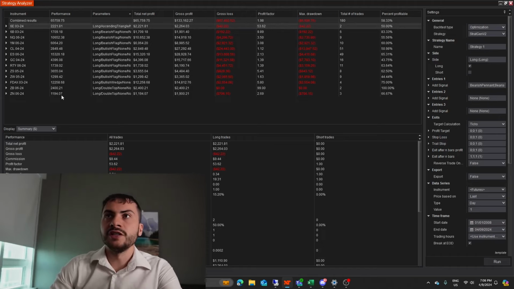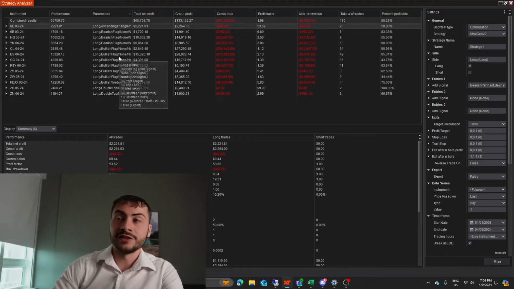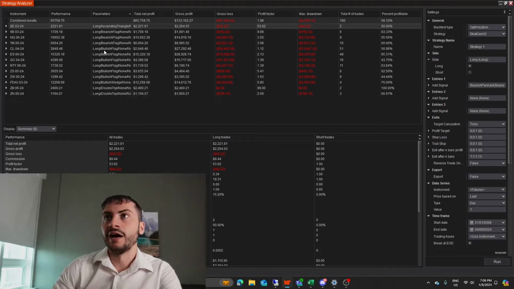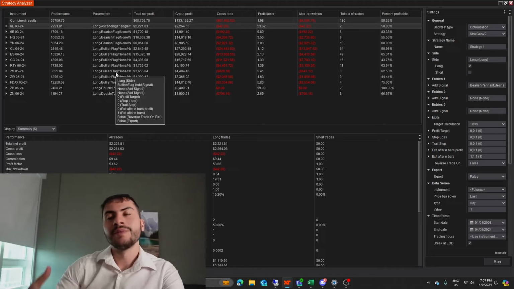But we can see just from a top view perspective here, the most profitable pattern, at least on the long side, was the bullish flag. We can see the majority of the iterations had the bullish flag that made the most money, all the way from wheat to oil. That was the most profitable chart pattern for the long side.